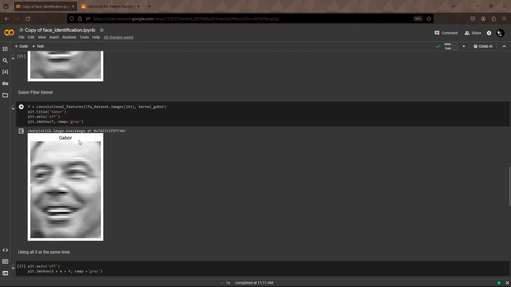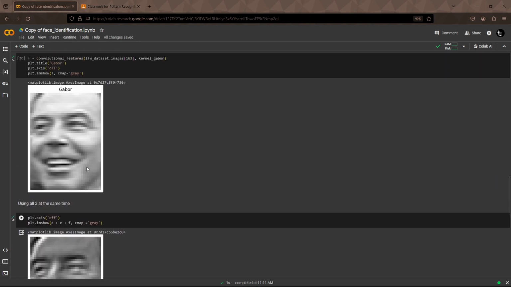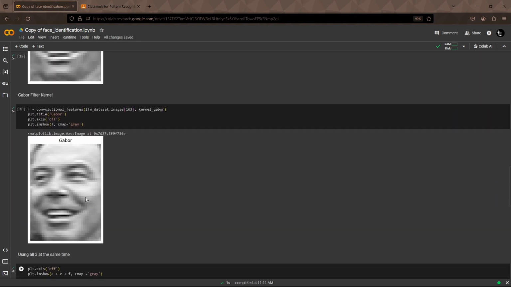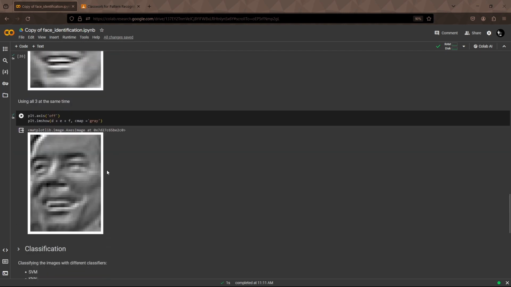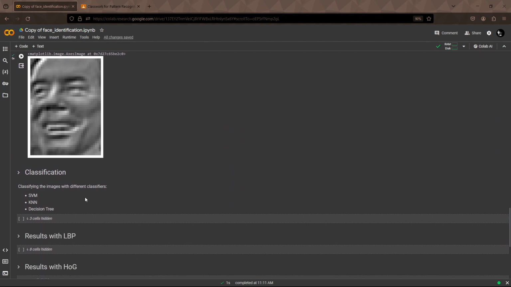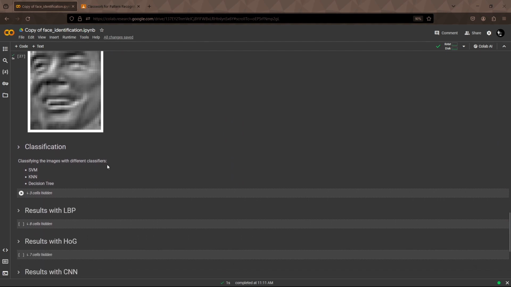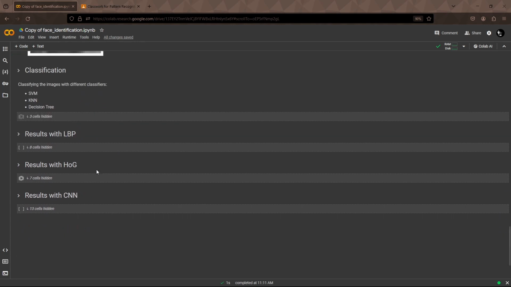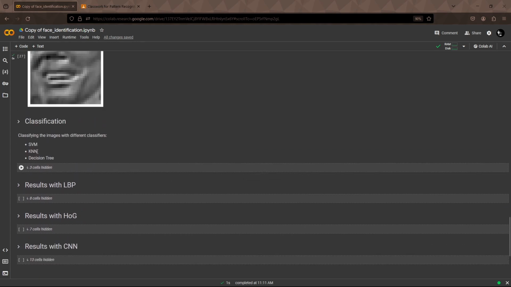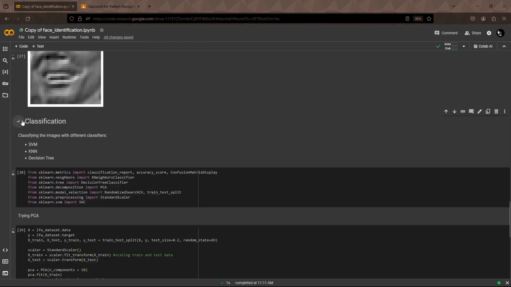And the Gabor matrix, if we contrast it to the original image, has normalized the overall image to a certain extent, so the contrast has been reduced. And if we add all of these pieces, this is the obtained image. Now proceeding to the classification, we use three classifiers for each of these feature extraction techniques: SVM, KNN, and decision tree. We found interesting results from all of these classifications.